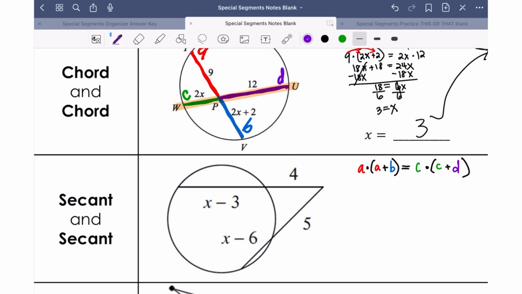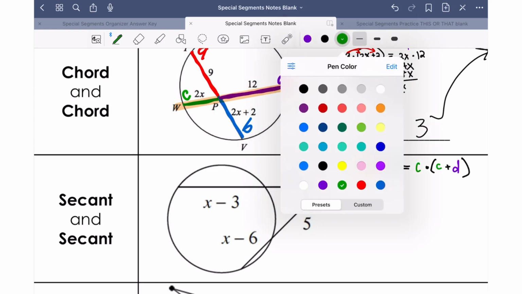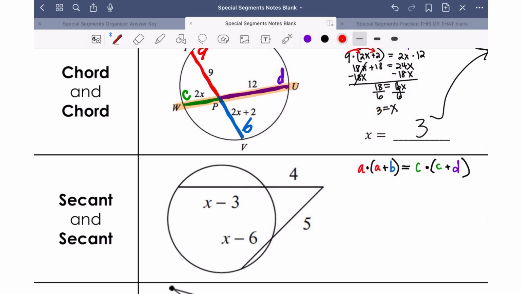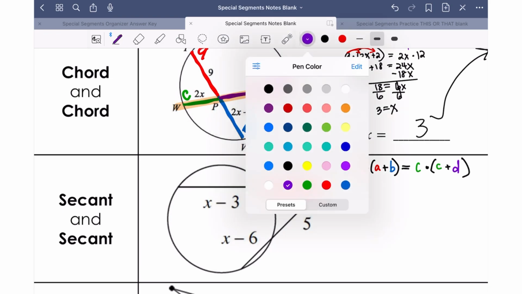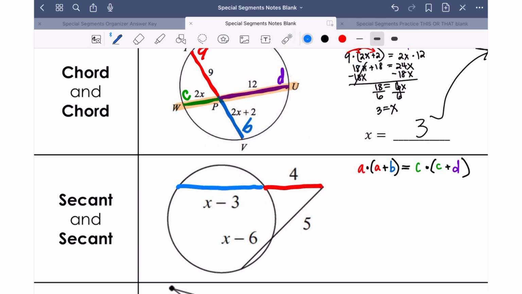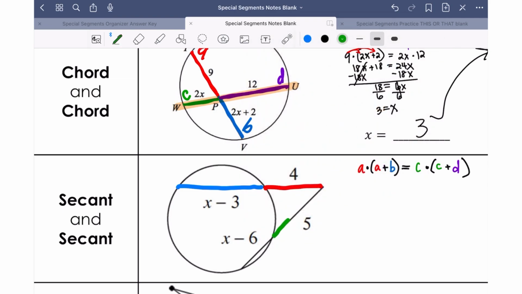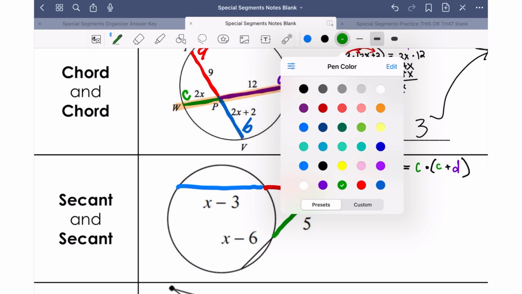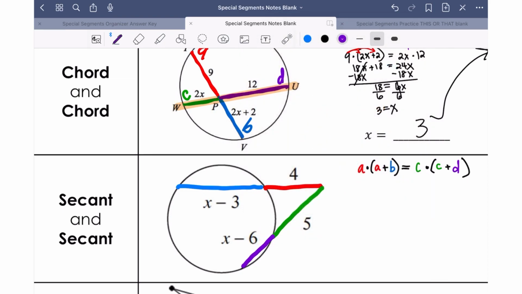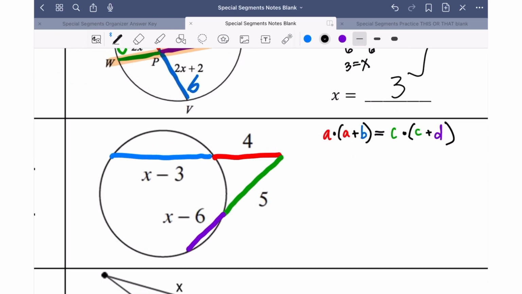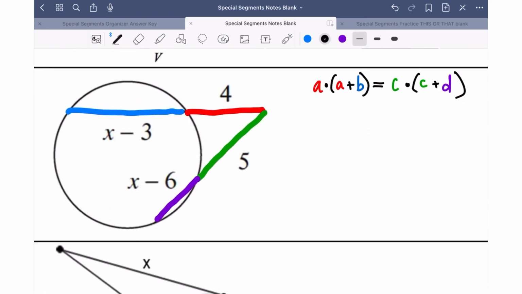Okay, so who is the outside part for the first secant segment? I'm going to use the top one. So this is going to be the outside, and then we'll use blue for the other part of it. And use your colored pencils, it helps, trust me. And then the outside of this one with the other part, okay? So let's go in and plug it all in. I know y'all are excited to do it, right? Because you love math. Yay.